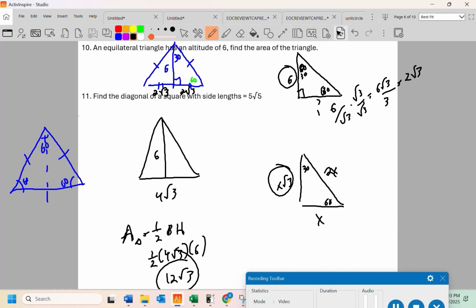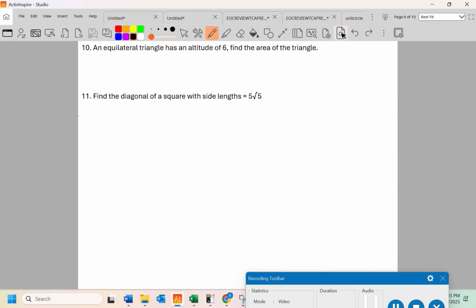All right, moving on to 11. Find the diagonal of a square. So I guess the first thing you should probably draw is a square. It has side lengths of 5 root 5. And they're all 5 root 5, and they're all the same because it's a square. The definition of a square is 4 right angles, 4 congruent sides, and they're all 5 root 5.